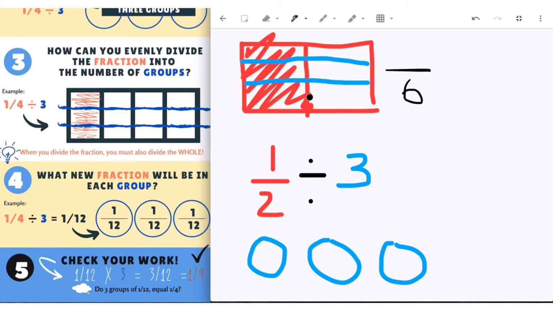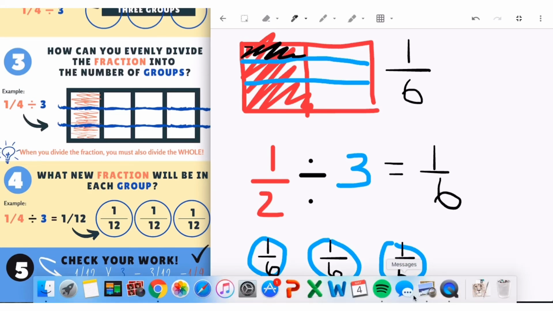Then I'm thinking, how many is going in each group? So just one of these pieces is going into each group. So that's 1/6. So the answer to what fraction will be going into each group is 1/6. I can also write this here just so I can demonstrate to myself a little bit better. Each friend is getting 1/6 foot of fruit by the foot.